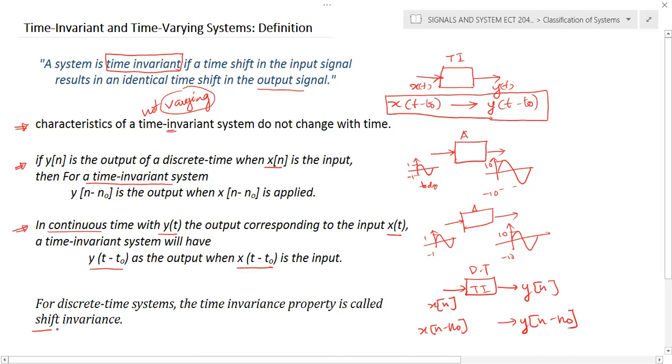In a discrete time system, the x-axis, instead of time, will indicate some numbers. That's why they are using this shift invariant property. Either you can expect a question on time invariance or shift invariance. I think the definition part is clear. Now we'll move to some questions.